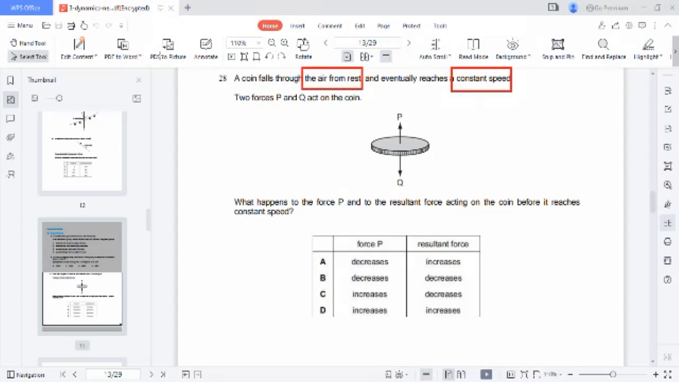Two forces, P and Q, are acting on the coin. We know that the weight of the coin is acting in this direction. This is the weight of the coin, and air friction is acting in the upward direction. This is the air friction which is acting in the upward direction. This is friction force or air resistance. I would say air resistance.